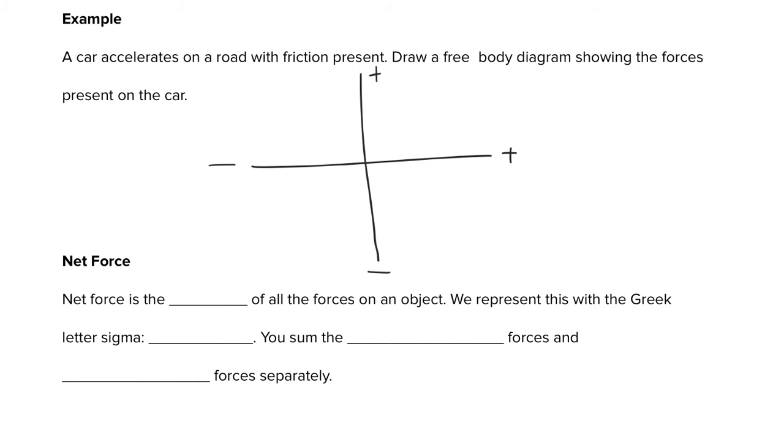So that's step 1. Step 2 is going to be to draw your object on there. I can't draw, so I'm drawing a little dot. If you want to draw a full-blown car, because that's what we're working with, you can. But it's way less time-consuming if you just draw the dot. And the next thing you got to do is think. You got to use your brain. Think about what forces exist on this car that's accelerating down a road where there is friction.